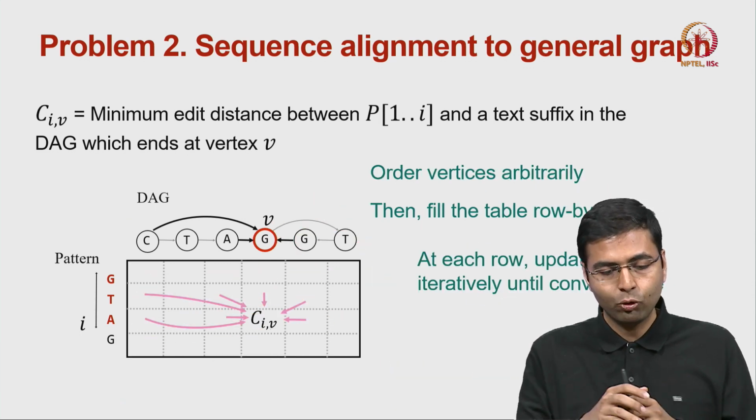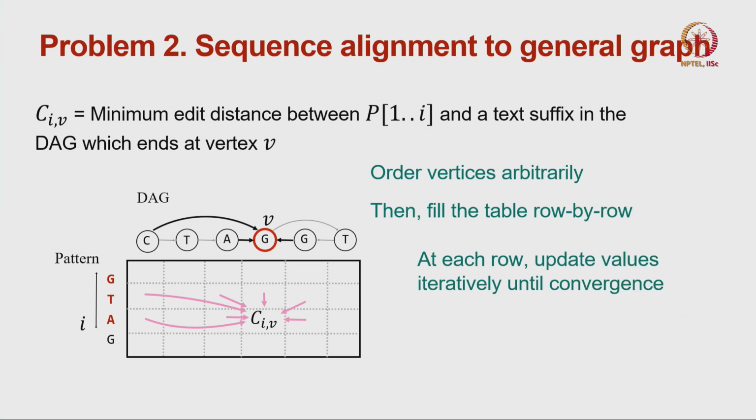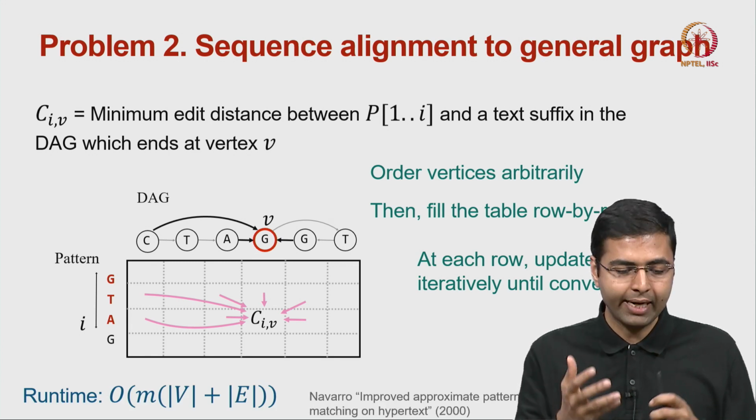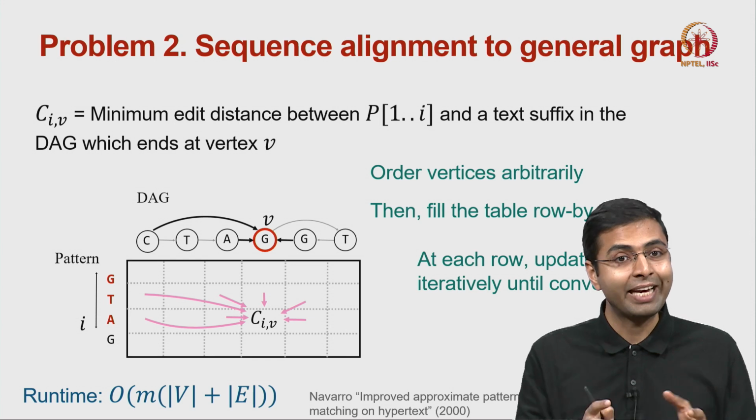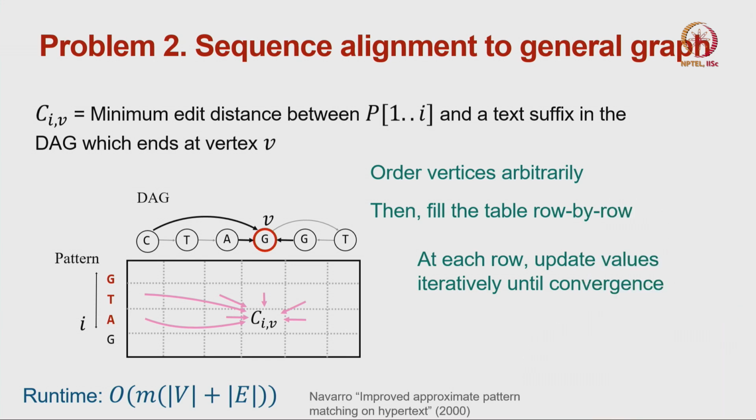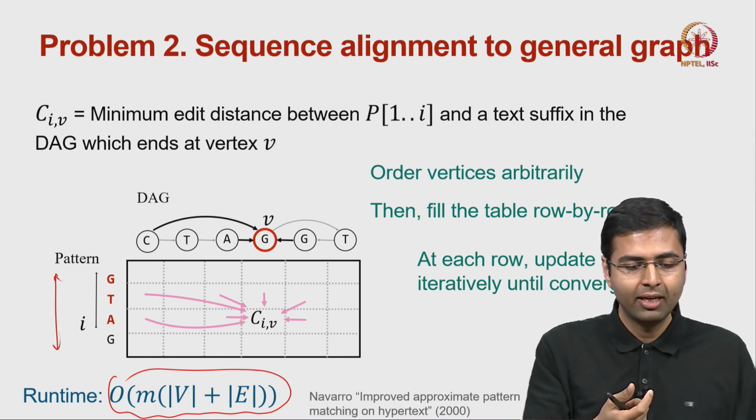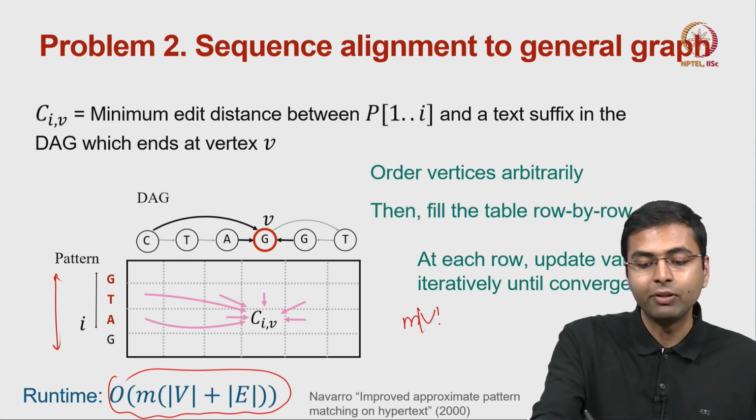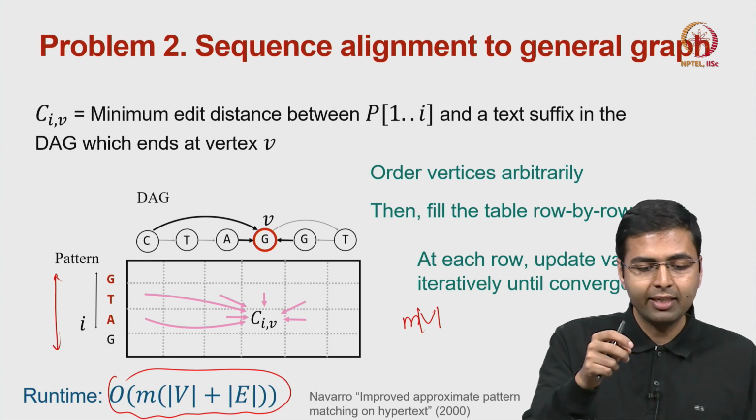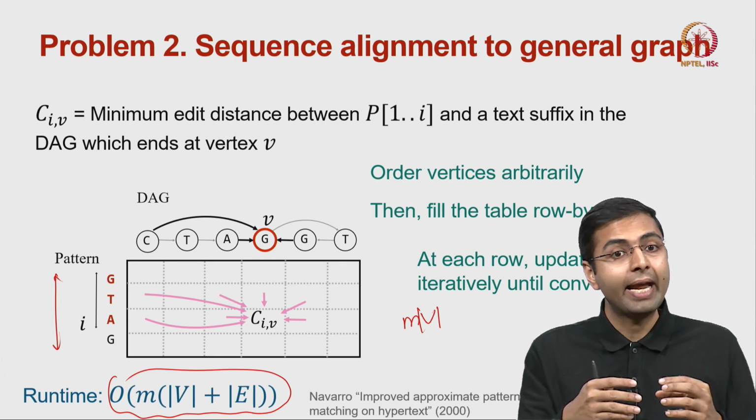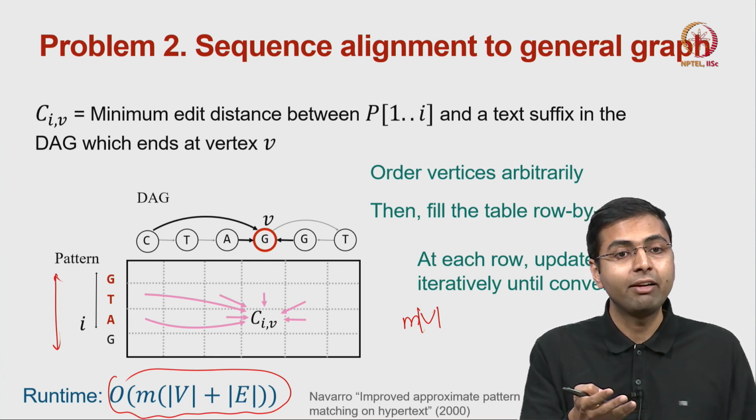So the idea is that, to address this cyclic dependency issue, we can compute the values of each row iteratively until convergence, and using some more theory we can argue that the runtime of this algorithm will remain the same as the runtime for DAGs. So the runtime of this algorithm is still order m(v plus e), where m is the pattern length on one axis. We are filling the values of all m rows, so this matrix size is itself m times v, and because we are considering all the dependencies, the runtime of this algorithm is m(v plus e). This iterative algorithm is not adding any additional overhead over the algorithm that we used for DAGs.